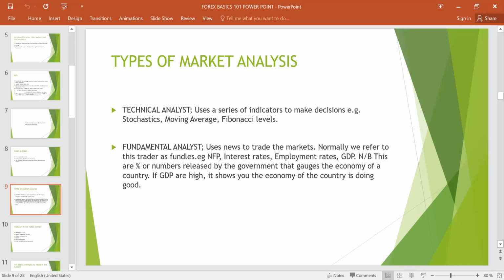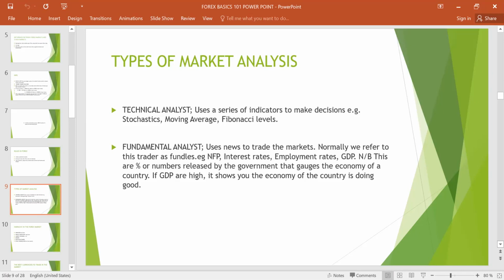So just understand this. And the fundamental analyst is the analyst who uses news to trade the markets. Normally we refer to this trader as funnels. News such as the NFP, which is the non-farm payroll, which came out last Friday. It comes on every first Friday of the month. So maybe you can always watch Bloomberg, any news, maybe Forex Factory to find the NFP and get a forum on what people are saying.